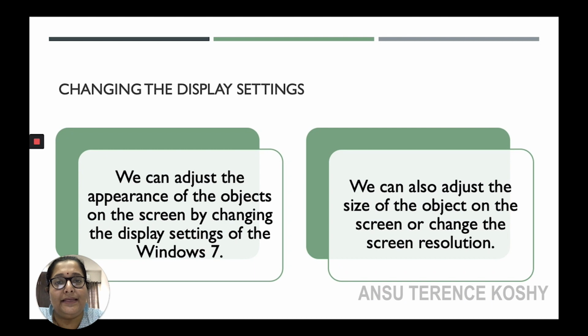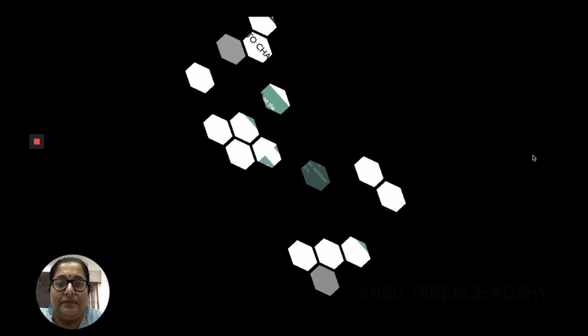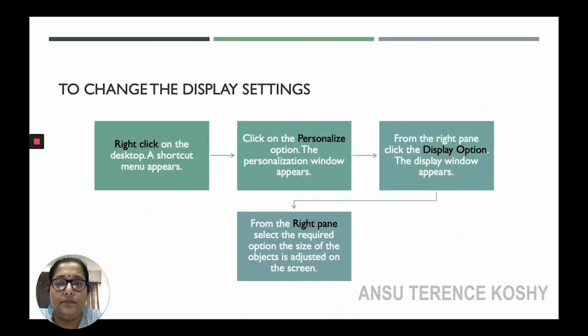Let's move on to the next slide. How to do it? To change the display settings, you have to do the following steps given below. Right click on the desktop, a shortcut menu appears. That is, first you have to look for an empty space on your desktop and right click. The shortcut menu appears. From the shortcut menu, you have to click on the personalize option.